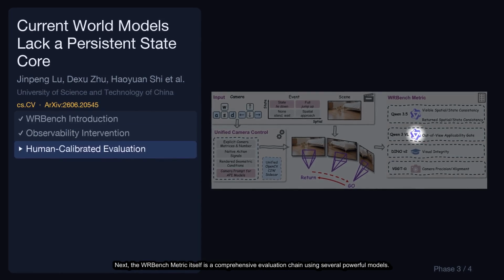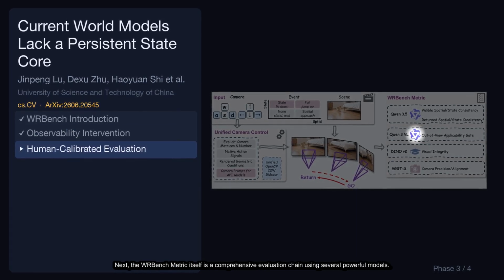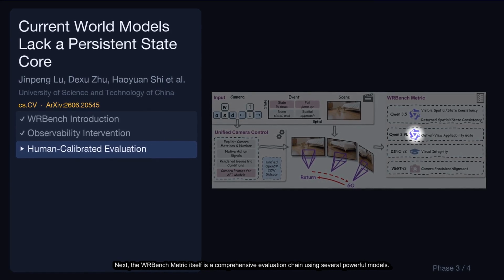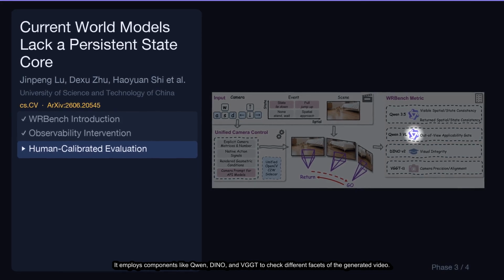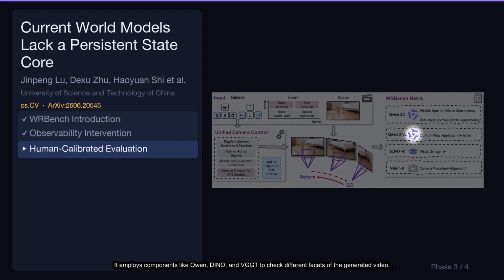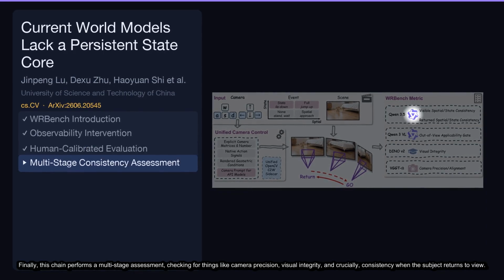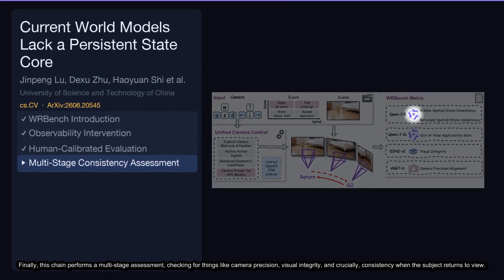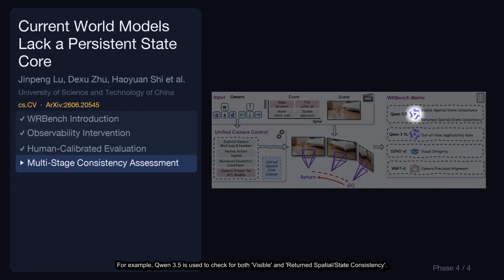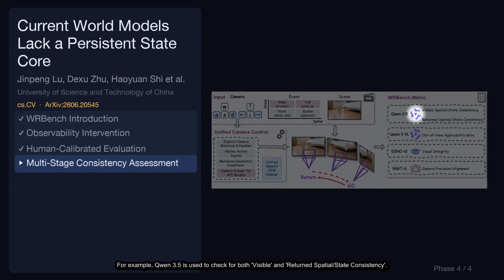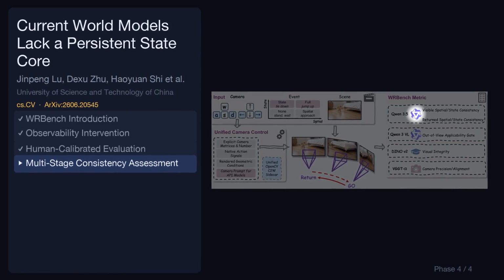Next, the WR-Bench metric itself is a comprehensive evaluation chain using several powerful models. It employs components like Quinn, Dino, and VGGT to check different facets of the generated video. Finally, this chain performs a multi-stage assessment, checking for things like camera precision, visual integrity, and crucially, consistency when the subject returns to view. For example, Quinn 3.5 is used to check for both visible and return spatial/state consistency.